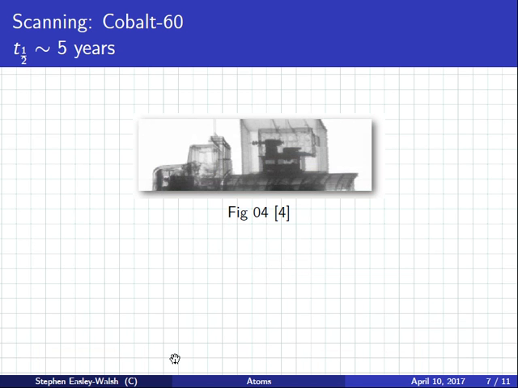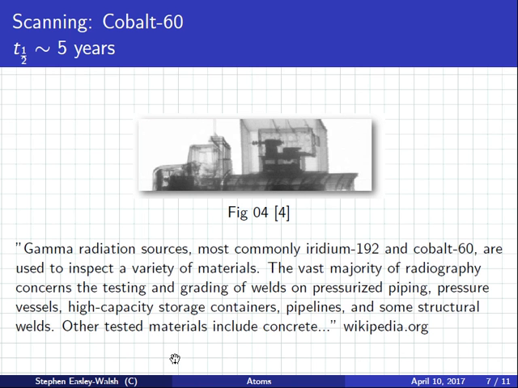Right, cobalt-60, half-life of 50 years. This one is used kind of like an X-ray, except, unlike an X-ray, it can give you a bit more of a detailed image. Cobalt-60 releases gamma radiation. Gamma radiation, most commonly iridium, or in this case cobalt-60, is used to inspect materials. The vast majority of radiography concerns the testing and grading of welds on pressurized pipe, pressure vessels, high-capacity storage containers, pipelines, and some structural welds. Other testing materials include concrete.